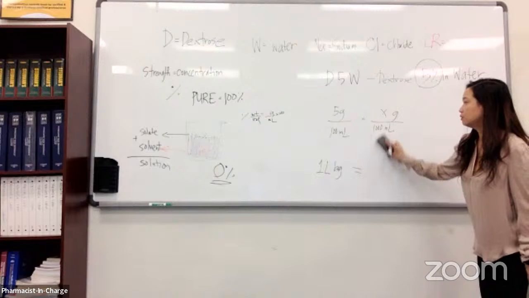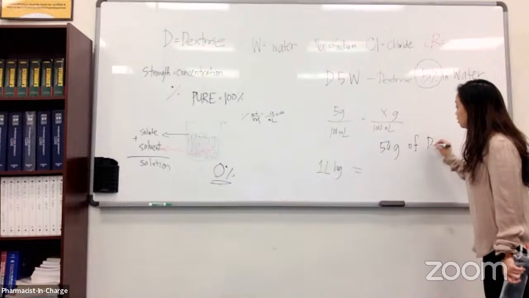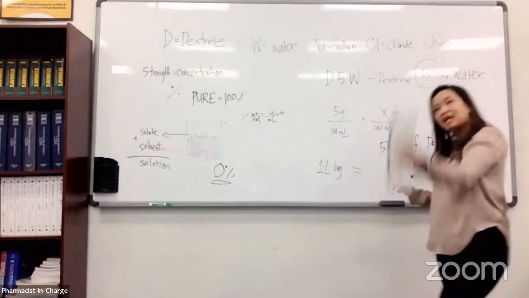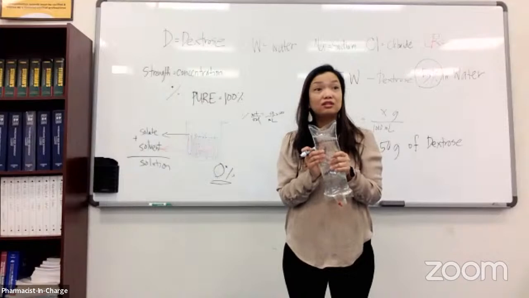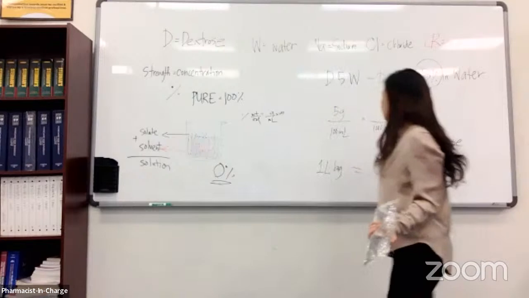50 grams of dextrose. Can you follow? Which means this IV bag, 1 liter, has 50 grams of dextrose or sugar to make it D5W. Is that clear? Easy, right? Ratio and proportion, no other way.